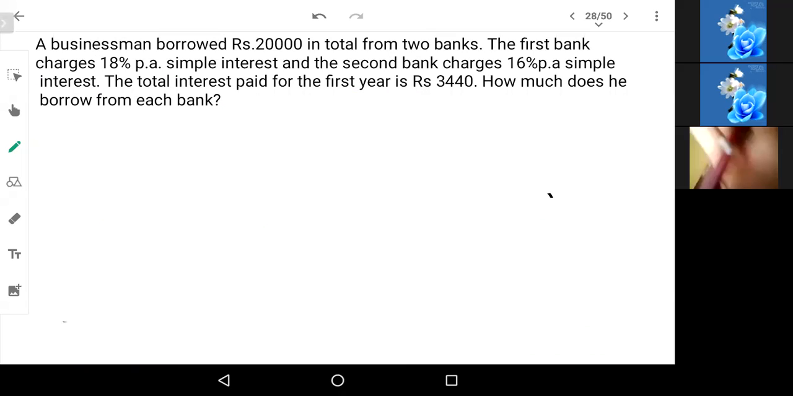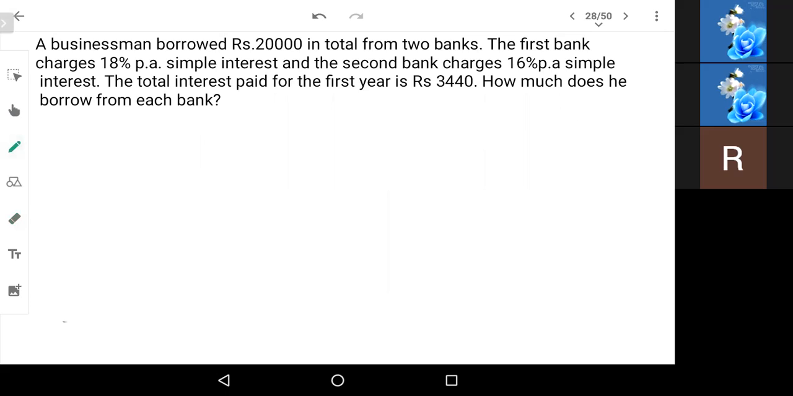Now, the next question. A businessman borrowed rupees 20,000 in total from two banks. The first bank charges 18% per annum simple interest, and the second bank charges 16% per annum simple interest. The total interest paid for the first year is 3,440. How much does he borrow from each bank? So this is the last question under simple interest.